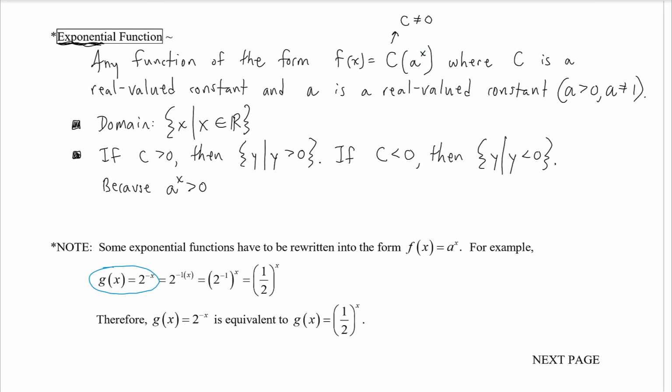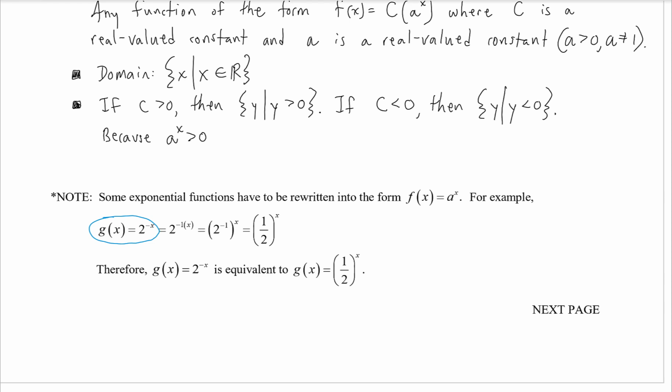Well, it turns out that's actually an exponential function because you can write 2 to the negative x as 2 to the negative 1 times x. And then using our exponent rules from Algebra 1, 2 to the negative 1 times x is equal to 2 to the negative 1, all raised to the x. And 2 to the negative 1 is 1/2. So it's actually 1/2 to the x.